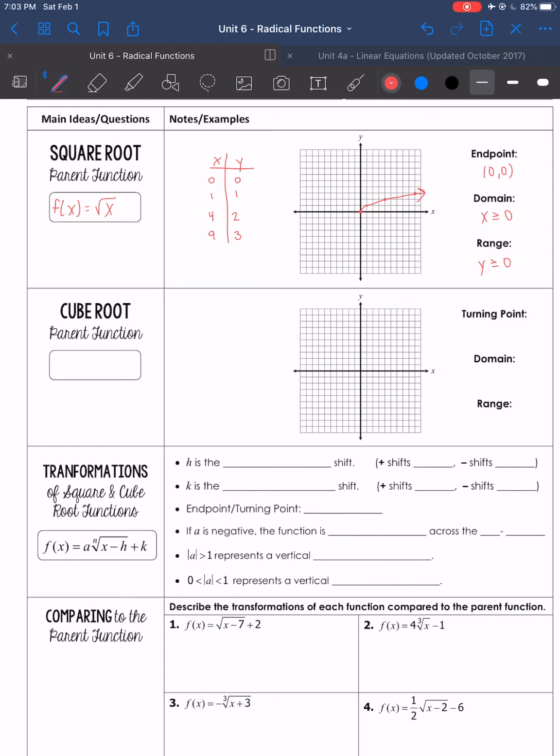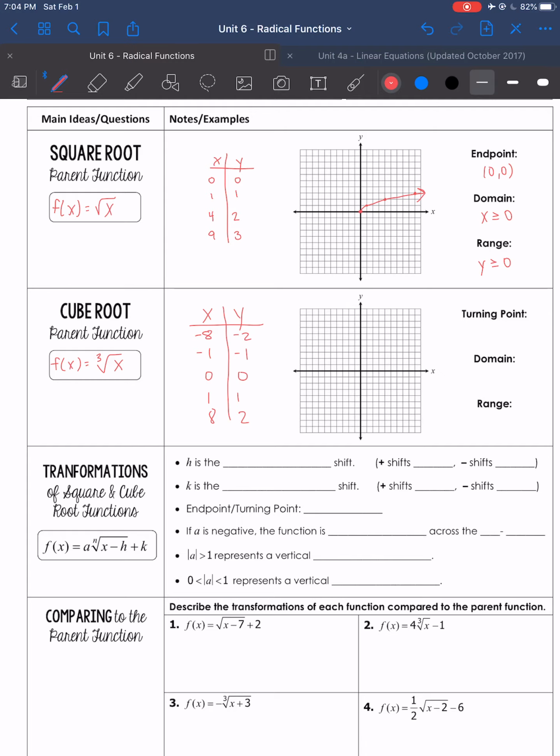And then my cubed root parent function is f of x equals the cubed root of x. And let's just go ahead and make our little table. This one I can have negatives. So let's put 0 in the middle. Let's do -8, -1, 1 and 8. So the cubed root of -8 is -2. The cubed root of -1 is -1. Cubed root of 0 is 0. Cubed root of 1 is 1, and the cubed root of 8 is 2.